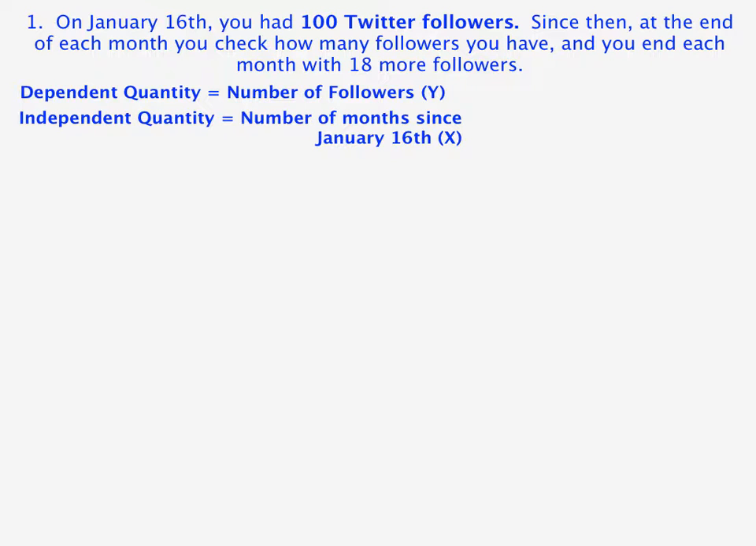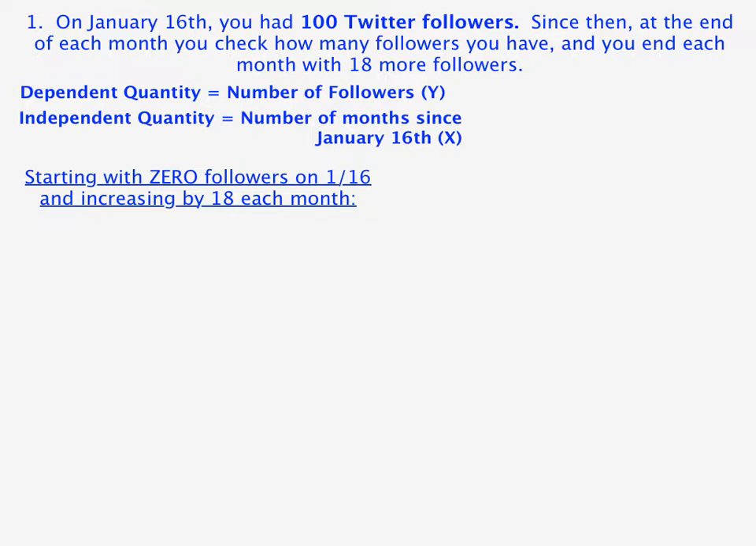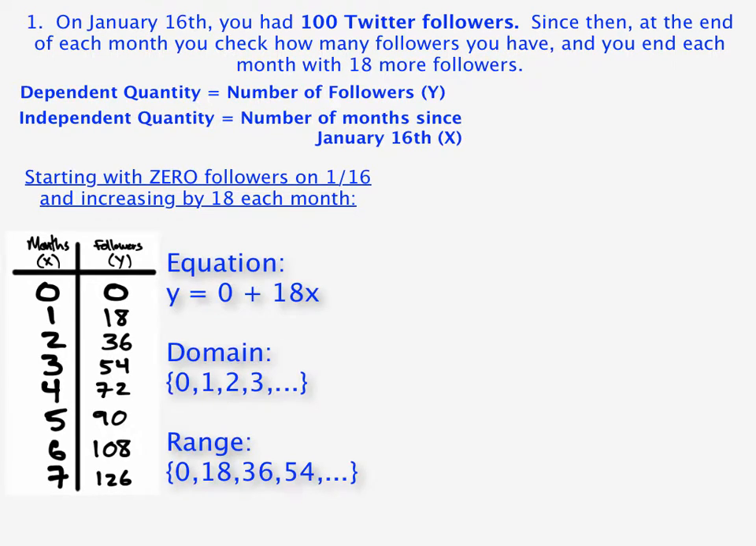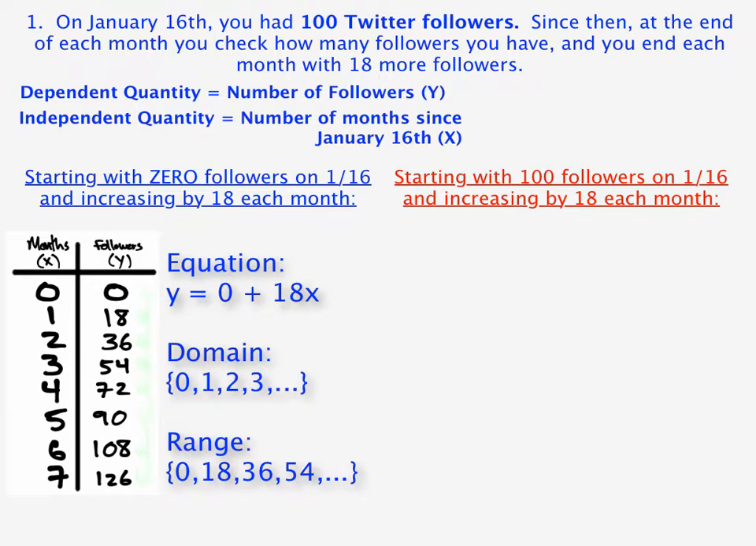Now, recall from our original example, when we started with 0 followers, here's a table of values to show that relationship, and the equation was y equals 0 plus 18x. That 0 represents how many Twitter followers you had on January 16th, 0 months since January 16th, and the 18 represented how many more followers you got each month. Now let's create a new table of values for this new relationship where the number of followers you have still goes up by 18 each month, but you start with 100.